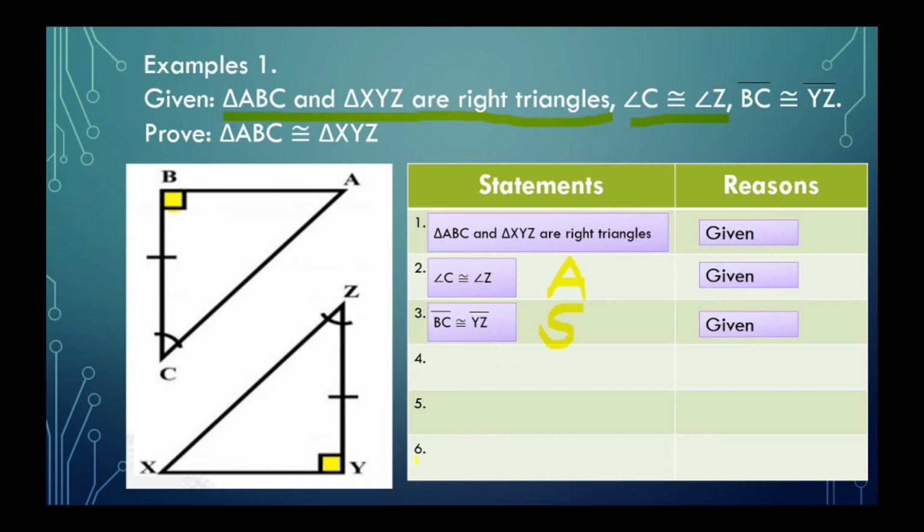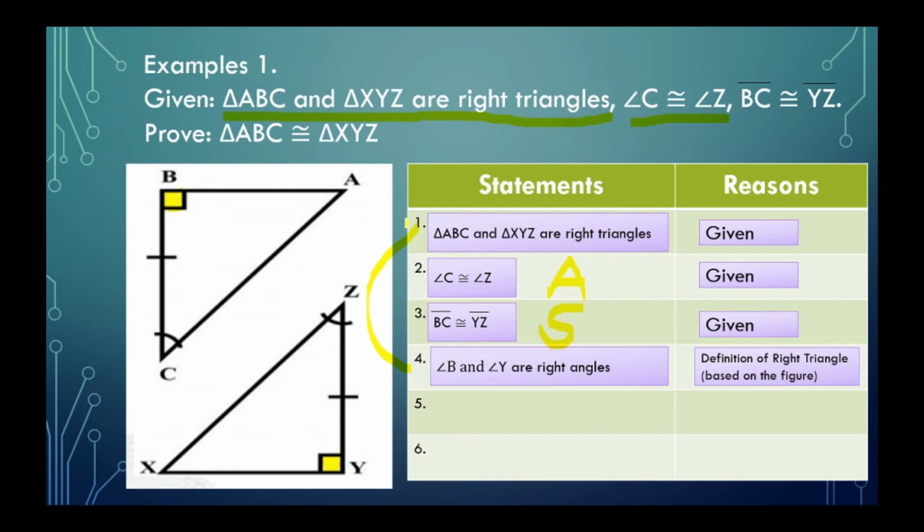So, meaning to say, angle B and angle Y are right angles. That is the definition of right triangle na nanggaling siya sa figure at saka sa statement number 1. Again, ulitin natin. Si angle B and angle Y ay right angles, kasi nga, definition siya ng right triangle. Why? Because according to statement number 1, triangle ABC and triangle XYZ are right triangles. So, if they are right triangles, meron tayong right angle, and that is angle B and angle Y.